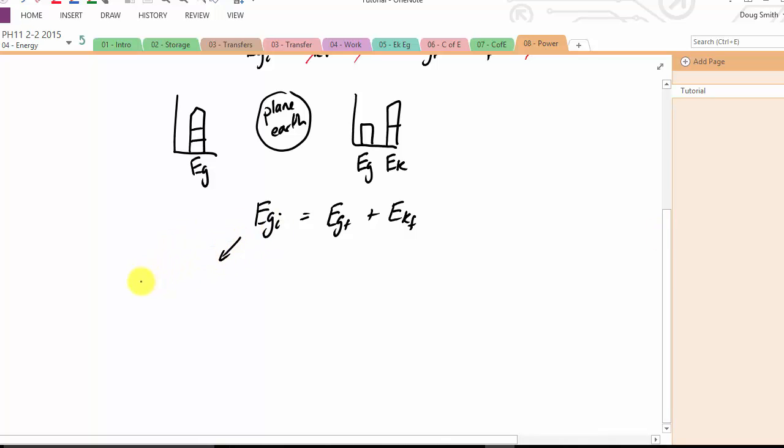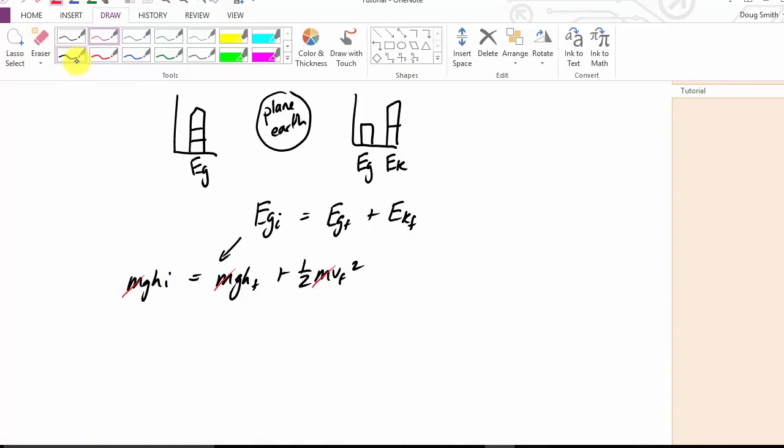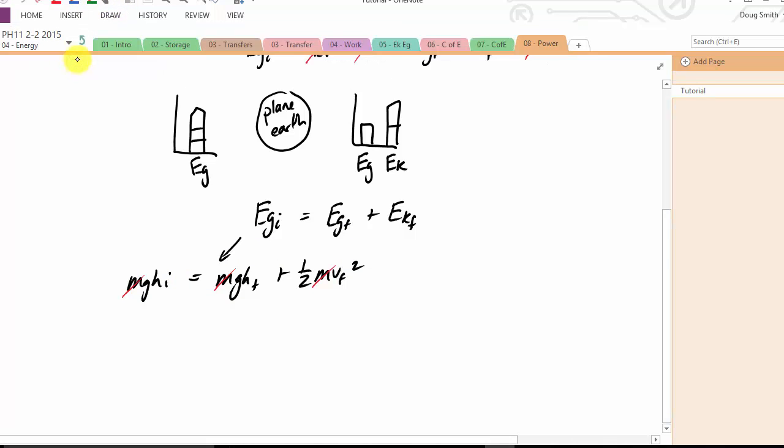You could go, well, E_g initial is mgh_i, and that's equal to mgh_f plus 1/2 mv_f squared. This is good if you're trying to find one of the heights or one of the velocities and you don't have a mass, because all the masses cancel. In fact, you wouldn't need to know the mass in order to find a height or velocity. However, I think if possible, a better approach is to solve for each one of these individually. I think it just makes a bit more intuitive sense. So that's what I'm going to do.